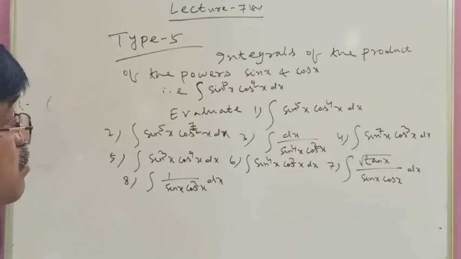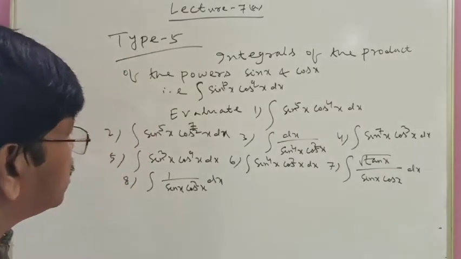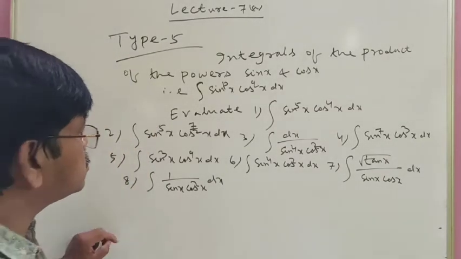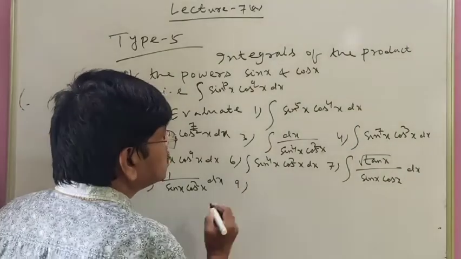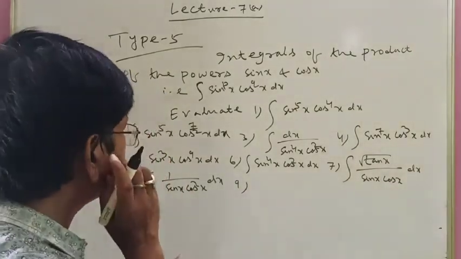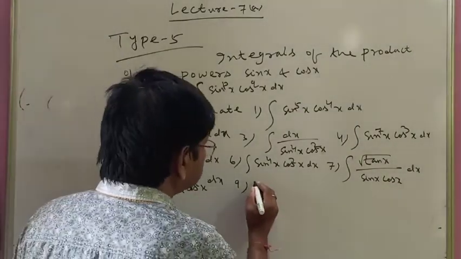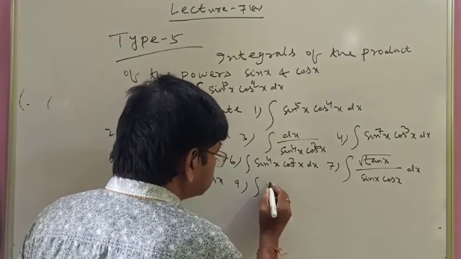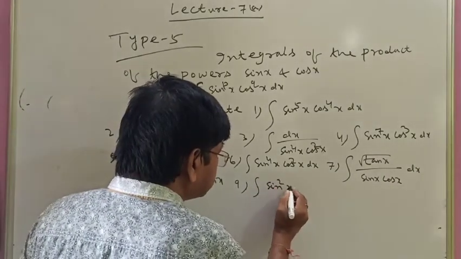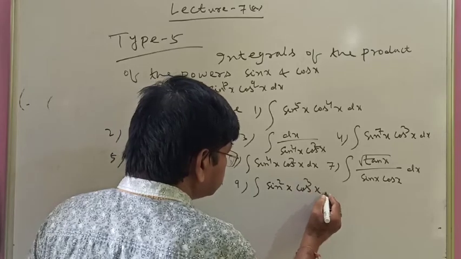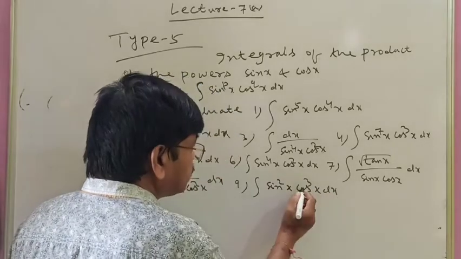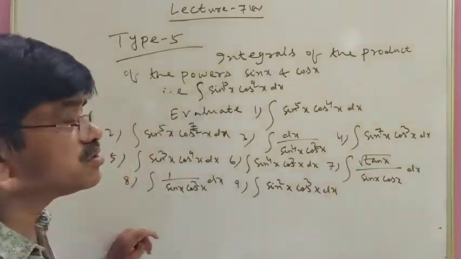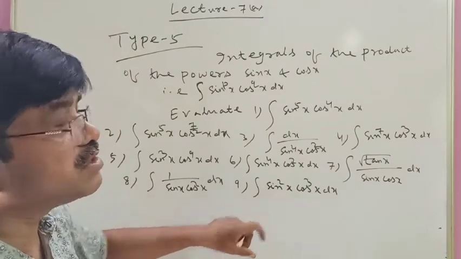Similarly, the next question, number 9. Suppose I give a question like this: integration of sin square x into cos cube x. What are you observing here? Here the power of cos x is positive odd, so here we will put sin x is equal to t.